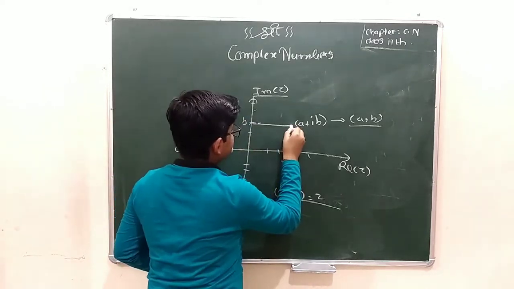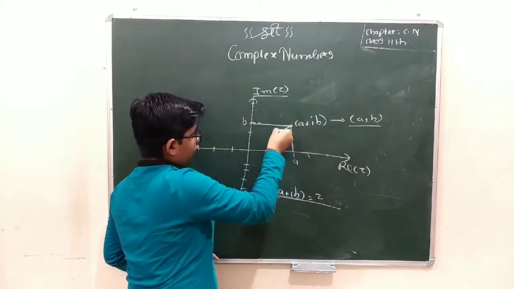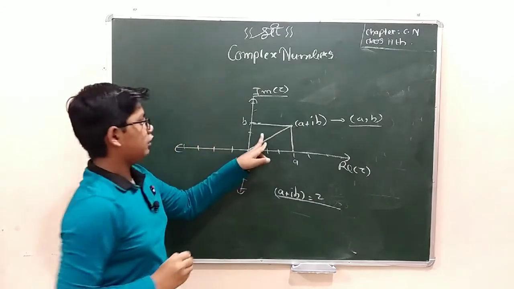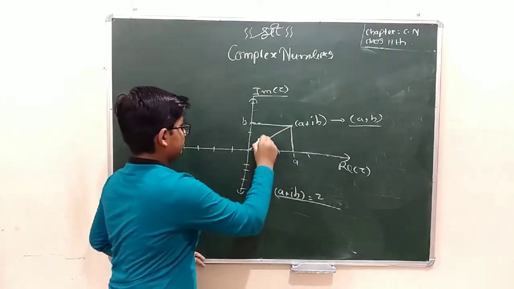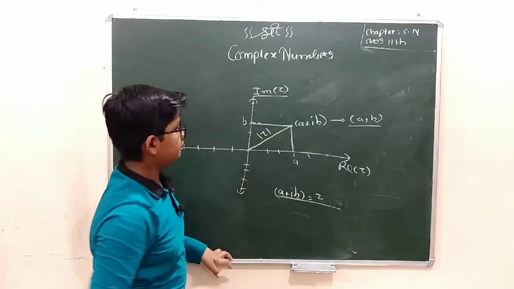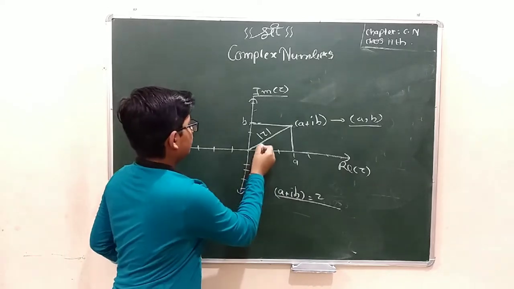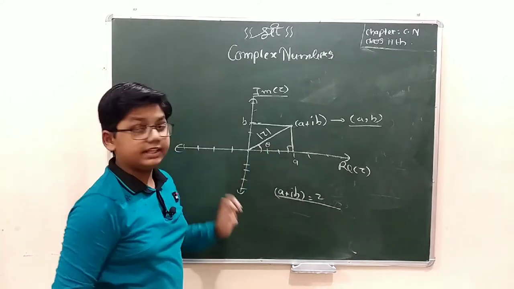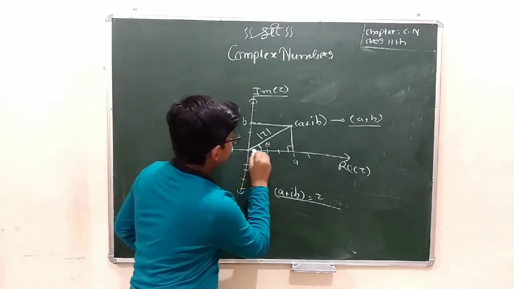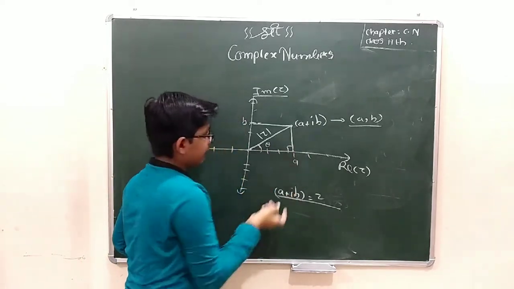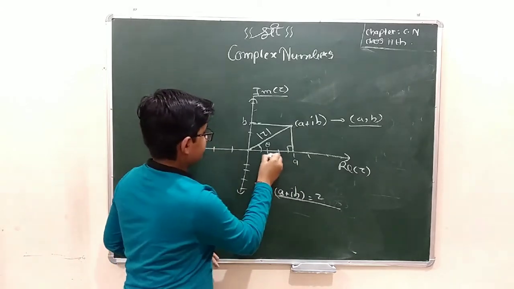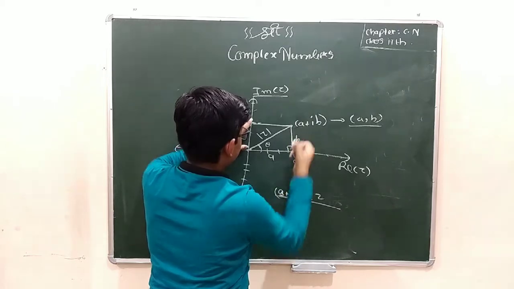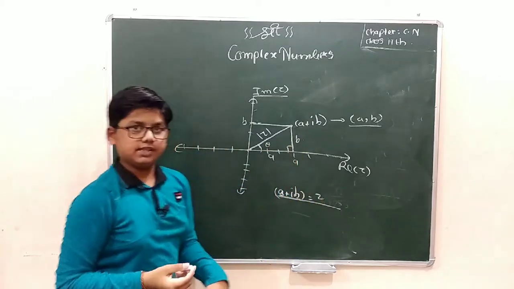Now if I take this point and join it with the origin like this, then what will be this length? This length will be the modulus of z, that is the modulus of a plus ib. What will be this angle? Let this angle be theta. This is a right angle triangle. Now what is this length? This length is the real part of z, that is a. And this length is b, which is the imaginary part of z.